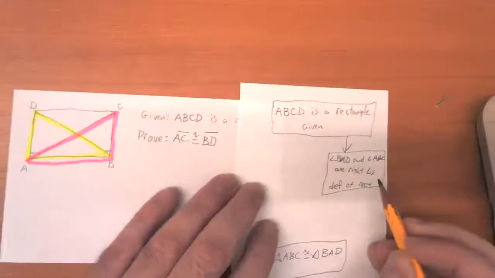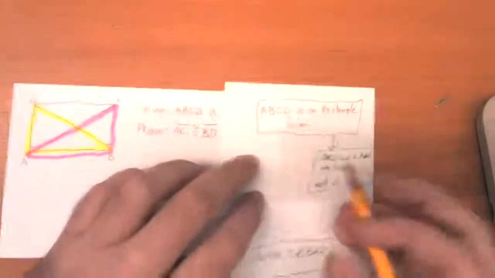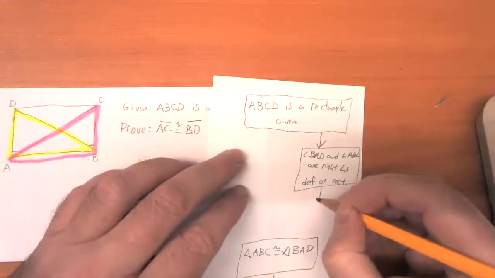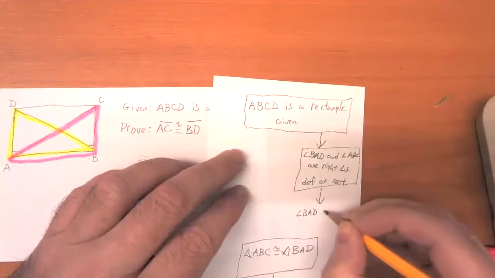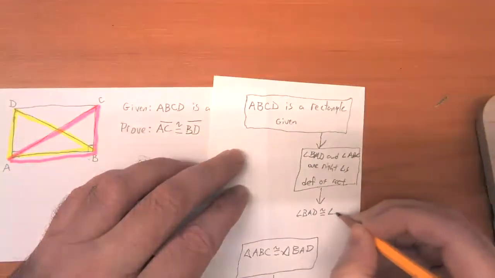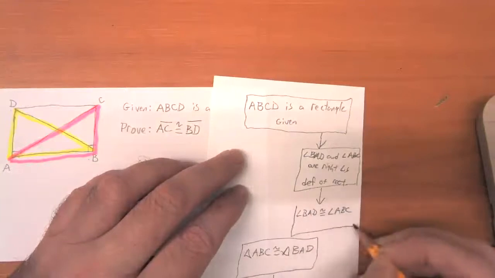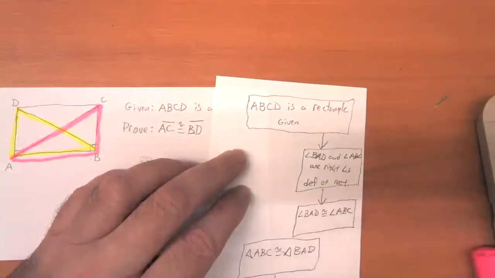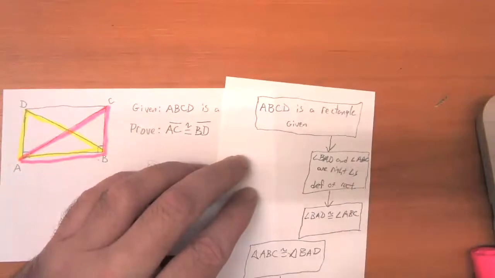Okay, a rectangle is a parallelogram where all 4 angles are right angles. And because of that, I can say that angle BAD is congruent to angle ABC. Can you think of what the reason for this step is going to be? Knowing that these 2 are right angles, how can I tell they're congruent?